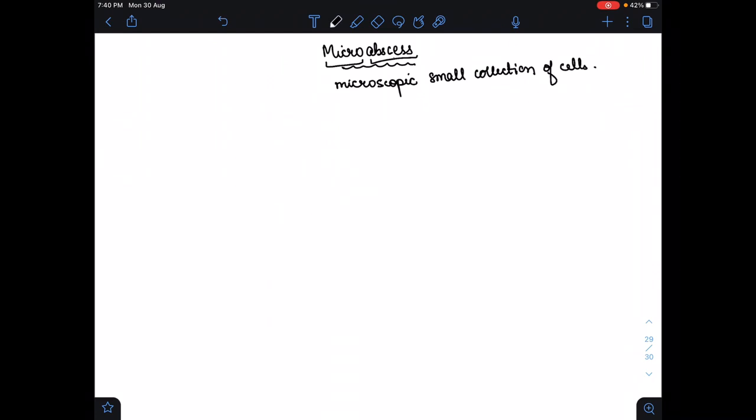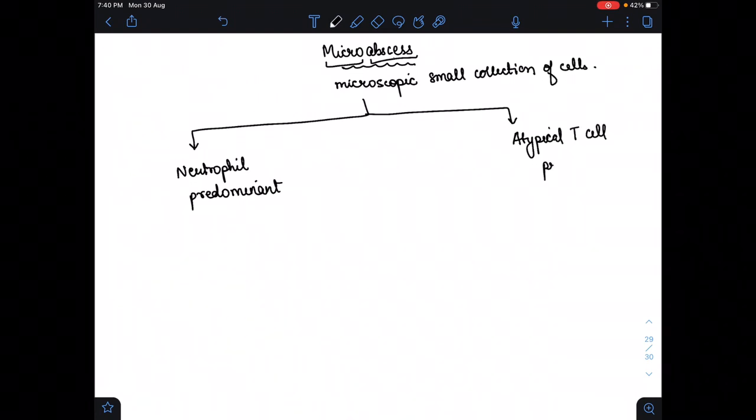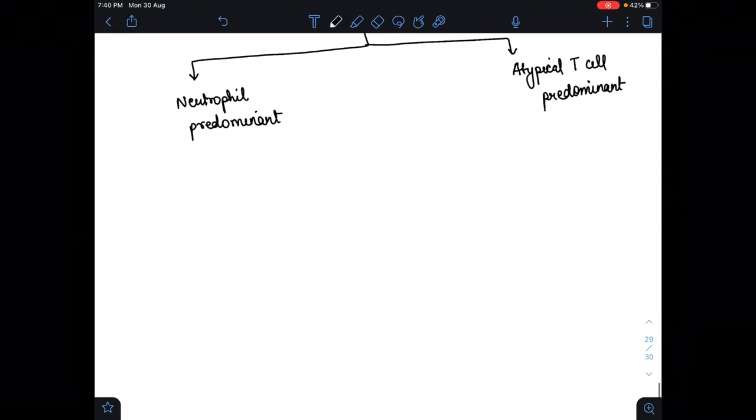So microabscess is divided into two types. First one is the neutrophil predominant microabscess, in which there is a collection of neutrophils predominantly. The other one is the atypical T cell predominant microabscess, in which the T cells are dominant. First we are going to discuss the neutrophilic predominant microabscess.